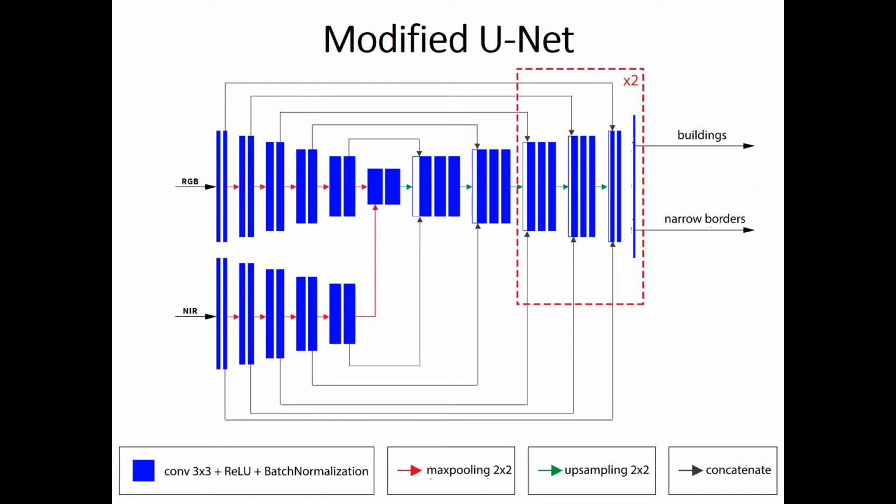Since our images have 4 channels, we modified original U-Net by adding the second encoder for data from the near infrared channel, and both encoders are concatenated in the center. To improve separation of closely located buildings, we added the second decoder of the same structure to detect narrow borders. In the last stage, pixels which belong to predicted boundaries were reset on the segmentation mask.